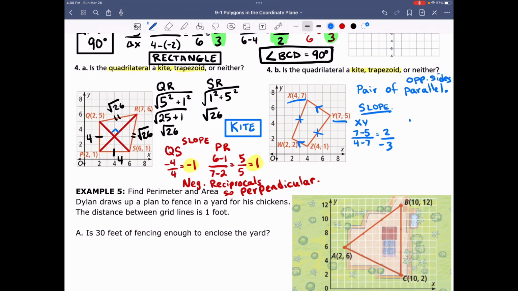Now we have to figure it out for W and Z. So the y's are 2 minus 1. The x's are 2 minus 4. That equals 1 over negative 2. Are these slopes the same? No, so it's not a trapezoid. So it would be neither. It's not a trapezoid, it's not a kite.